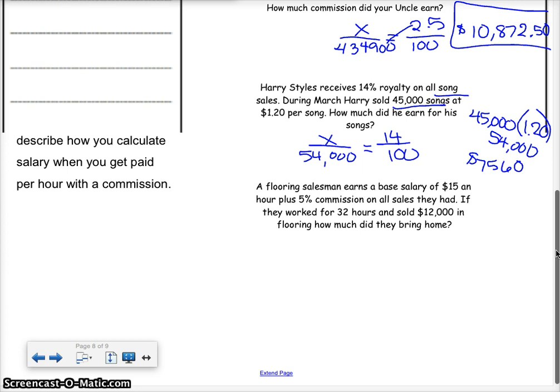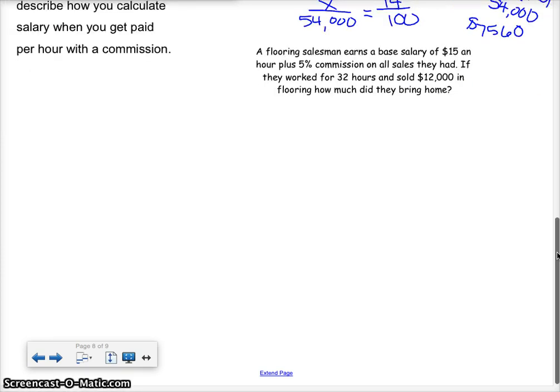And you know, like those famous athletes too get some kind of royalty for their names and stuff being out there. Last example here is when you have a base salary. So a base salary means that you get commission plus you get something for just being there, right? Because what if you have a bad month and you don't sell anything? You still want to make some money. So a flooring salesman earns a base salary of $15 an hour plus 15% commission on all sales they have. If they worked 32 hours and sold $12,000 in flooring, how much did they bring home?